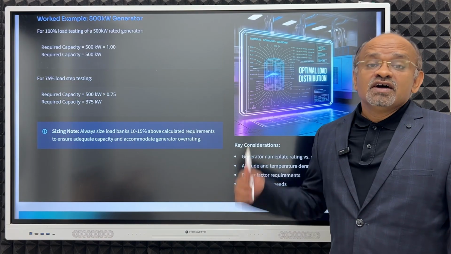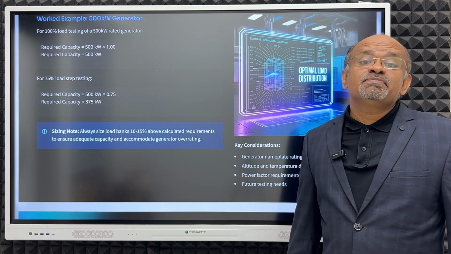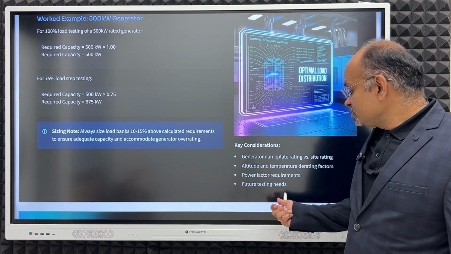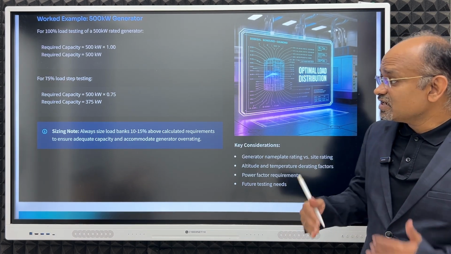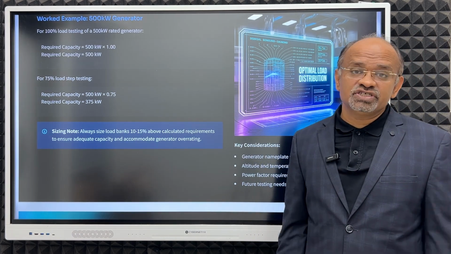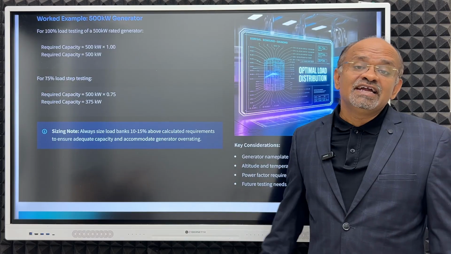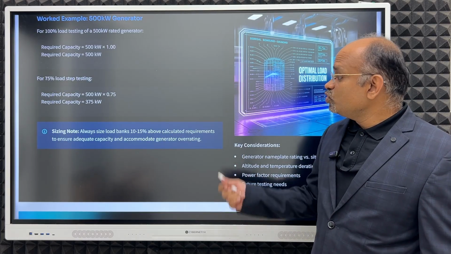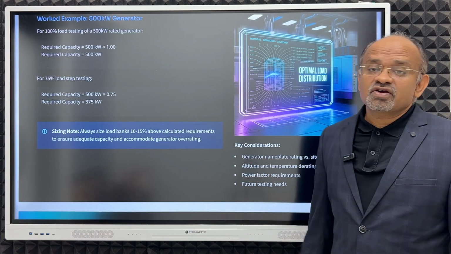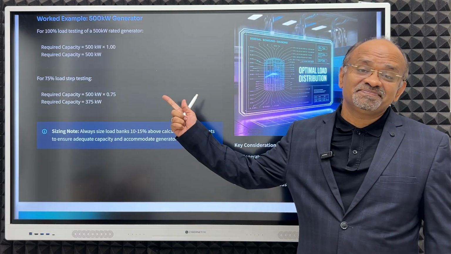If a particular client has a power factor requirement, then also consider future testing needs. What testing will be required in the future for these particular DG sets? Those also you need to consider while selecting the bank.